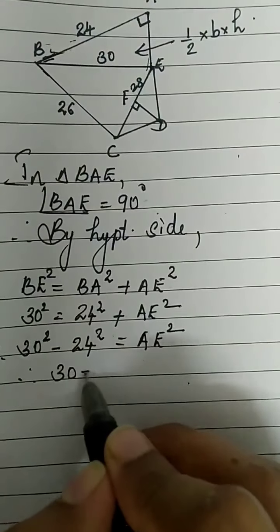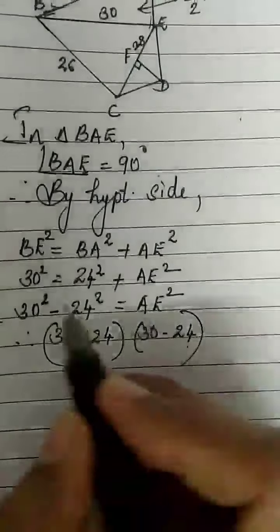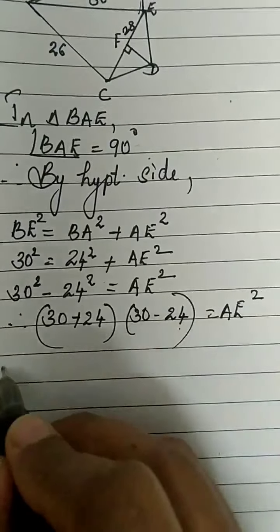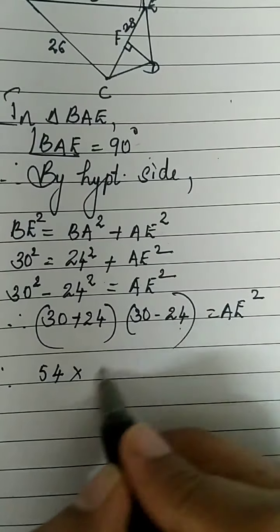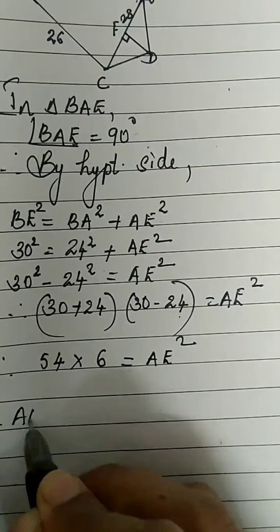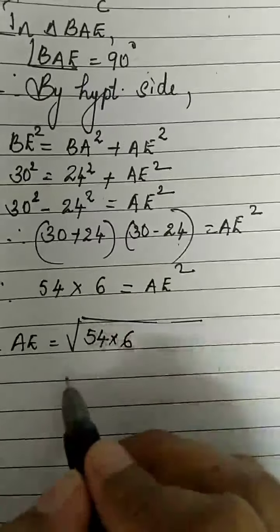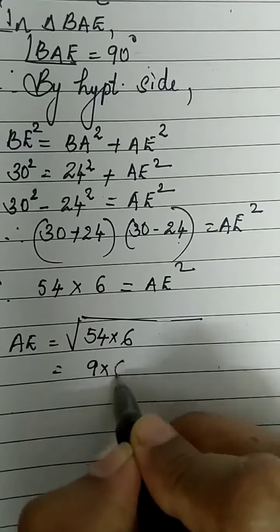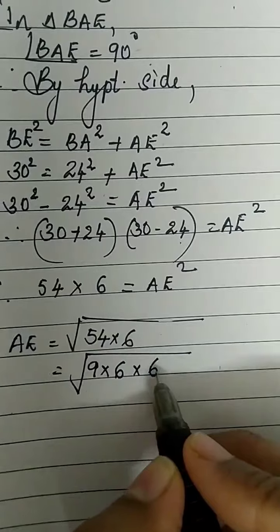Using 30 plus 24, 30 minus 24: A square minus B square is A plus B into A minus B, which is equal to AE square. Therefore, 30 plus 24 will be 54 multiplied by 30 minus 24 is 6, equal to AE square. So therefore, AE is equal to square root of 54 into 6. Now 54 is 9 into 6, and this 6 also I wrote.